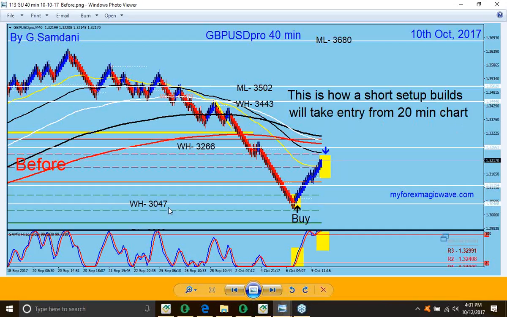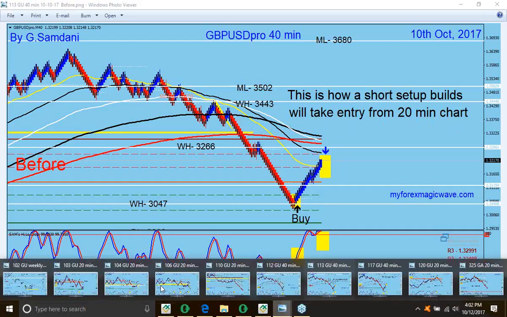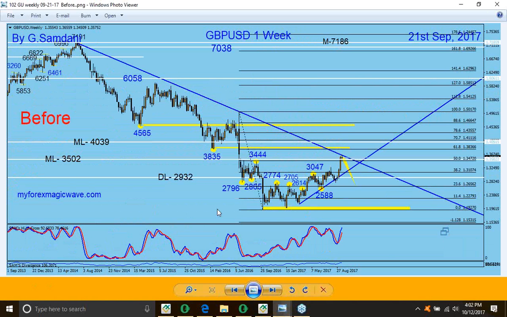So these levels, these numbers are very important. Here exactly, it bounced from 30.47. These are the weekly numbers, by the way. If you want to see where they are, see this 30.47. This is the high. So it came down here and then bounced from there. And similarly, 29.02, 35.02 is from a monthly chart. It's a big number. So these numbers are very important.